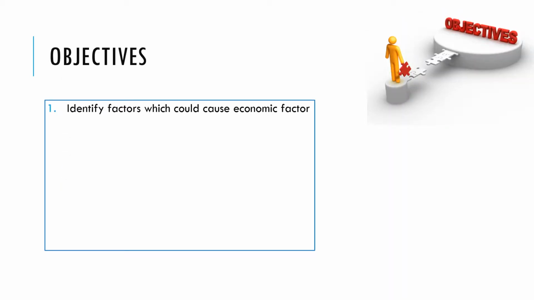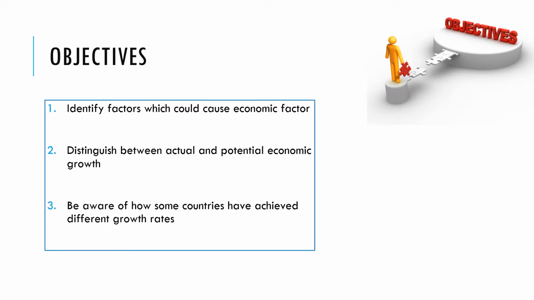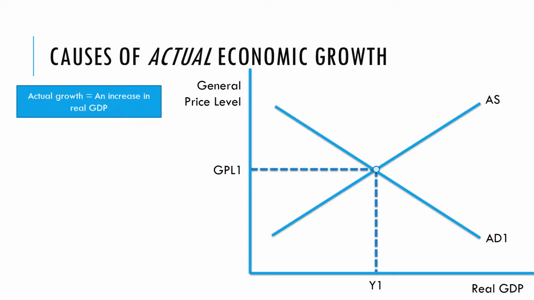In this video, we're going to look at factors which could cause economic growth, distinguish between actual and potential economic growth, and then finally look at a few examples of how countries have achieved economic growth in different ways. So let's start off with actual economic growth.